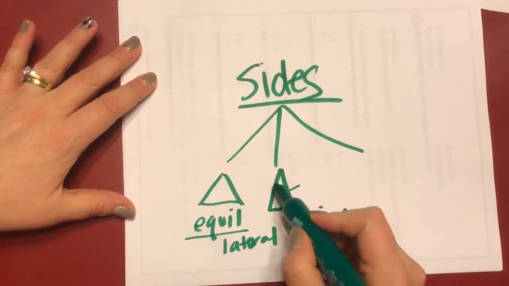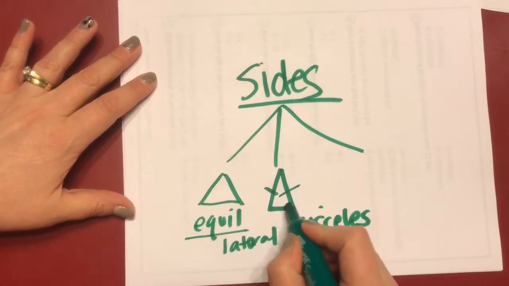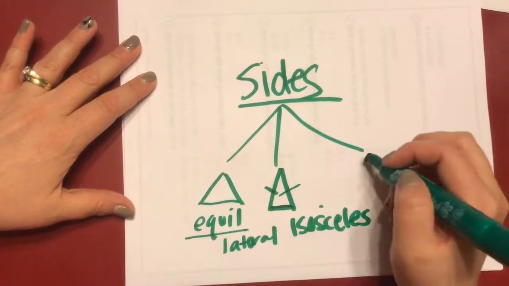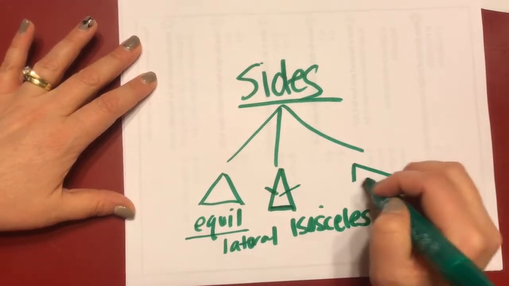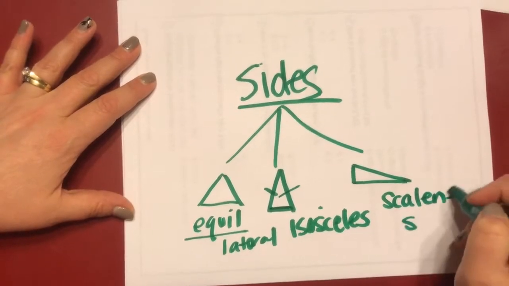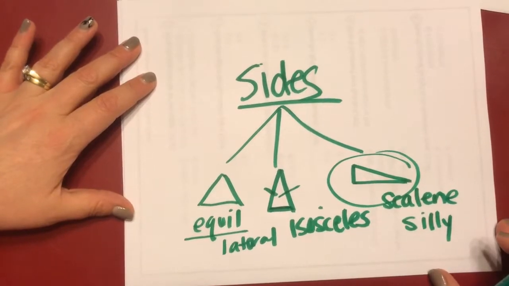Isosceles triangles have 2 congruent sides. So they have 2 sides that are the same length. This side is different length. And then we have a scalene triangle. And a scalene triangle, I like to remember that as silly, because all 3 sides are different.